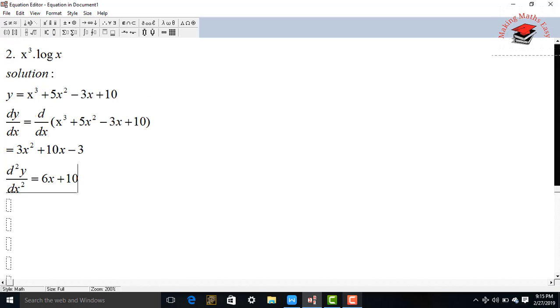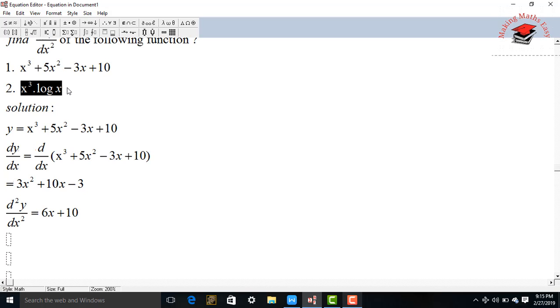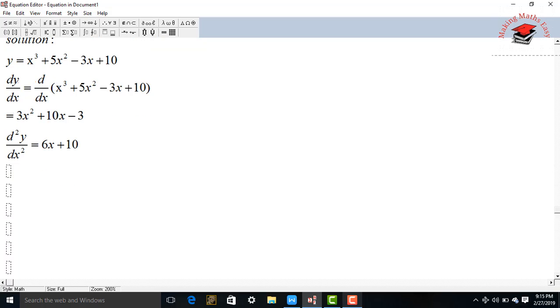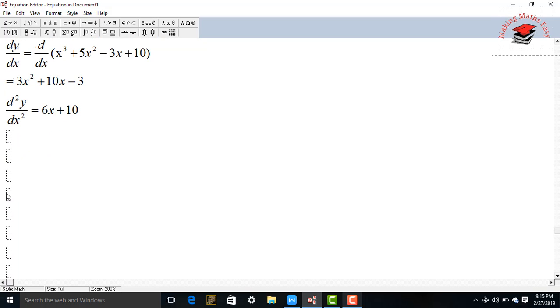So now let's move to the next function. The next function we have here is x cube into log x. So we will use the UV rule in order to differentiate it. In the second sum, first consider y is equal to the corresponding expression, then find dy by dx in this case. So my dy upon dx will be equal to d upon dx of this function. Now we will use the UV rule in order to differentiate the corresponding function. We know the UV rule: u into derivative of v plus v into derivative of u. So we will use it.